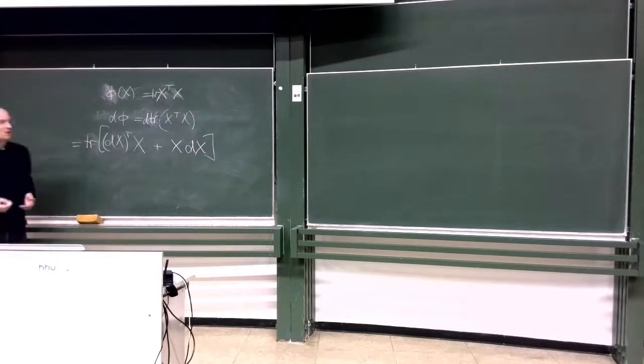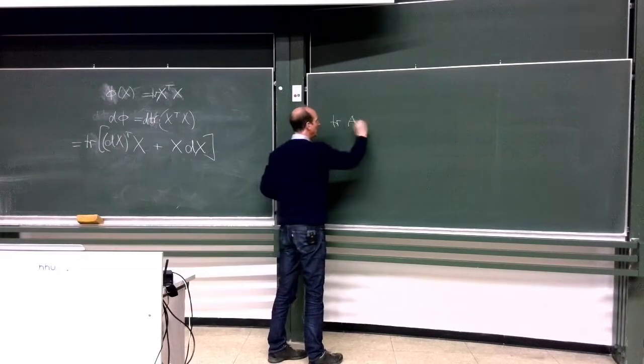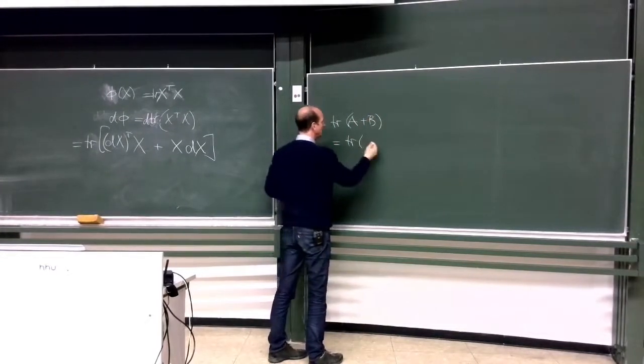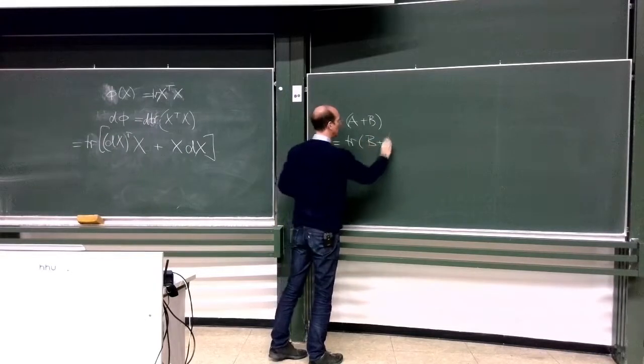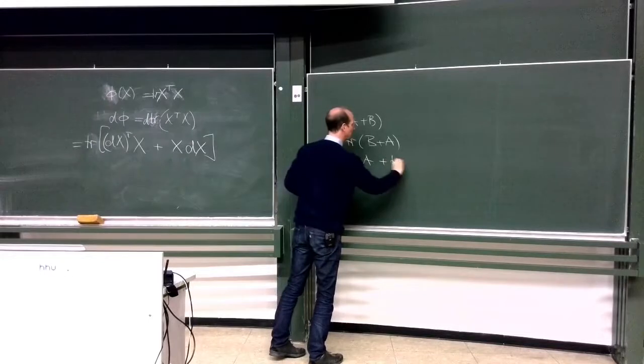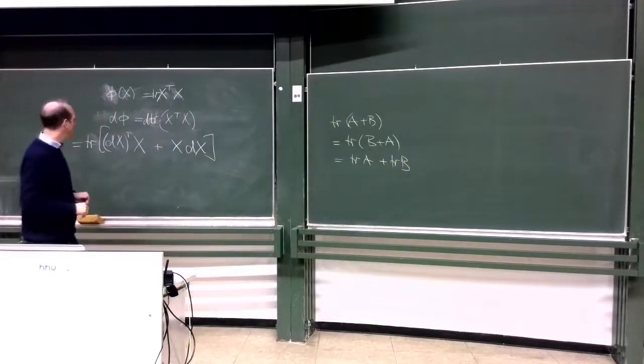Great. Now we need a couple of rules. For example, the trace of a plus b is the same as the trace of b plus a, which is the same as the trace of a plus the trace of b. So the trace is very well behaved. Everything is simple and easy.